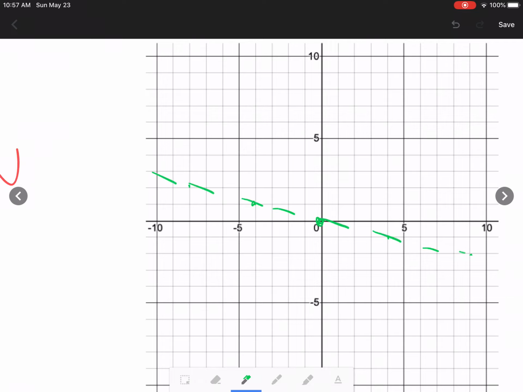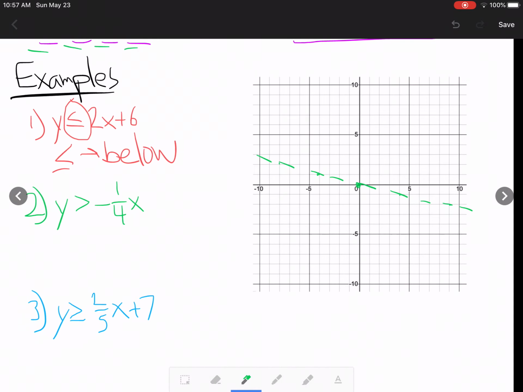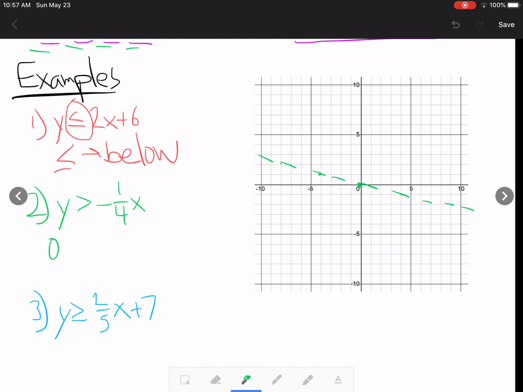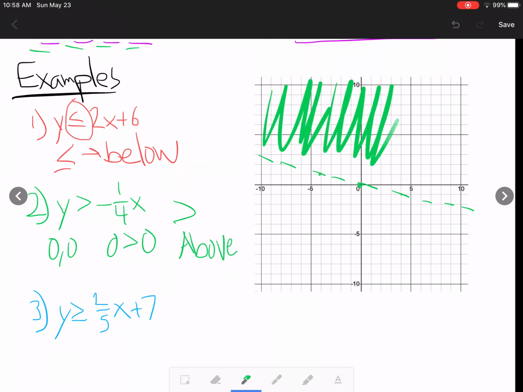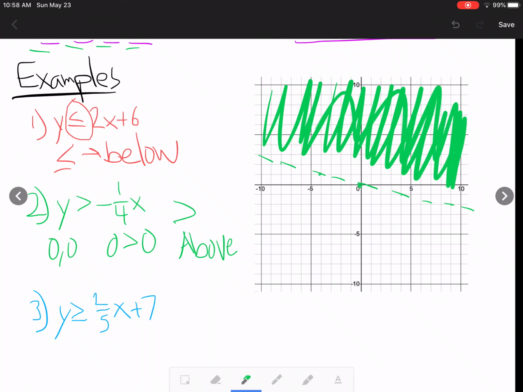Now, when I mean dashed line, you have to take the time and actually go like this, because points on that line aren't going to give you any good evidence. So for example, if we put in 0, 0, we get 0 is greater than 0. Not true. So you can't use the point 0, 0. Now, since I have a greater than, that means I'm going to be shading above. So I just shade above like that right there.